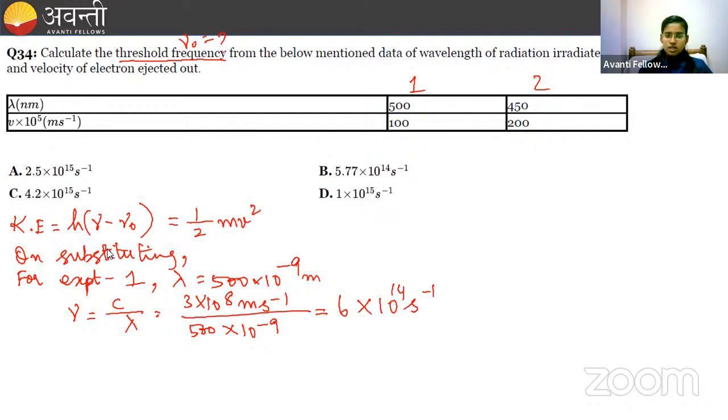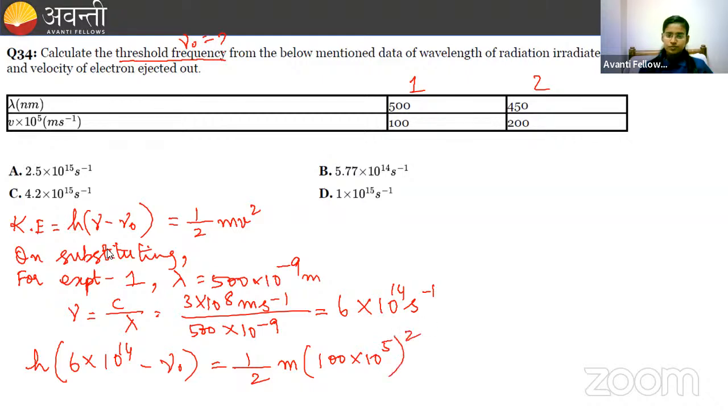Now, if I substitute this frequency value in the kinetic energy formula, I will get h into 6 into 10 to the power 14 minus nu naught, which is equal to half m into v. So v is given as 100 into 10 to the power 5, right? Velocity is 100 into 10 to the power 5 the whole square. This is for the first experiment. Then coming to the second experiment.